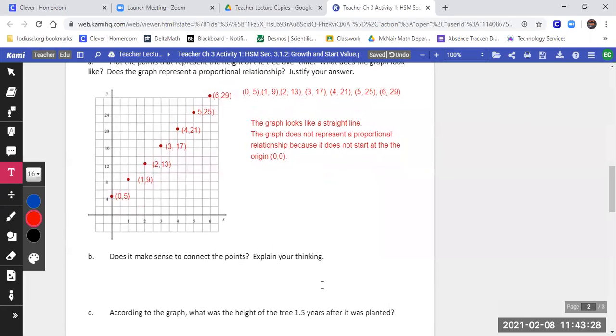Okay, does it make sense to connect the points? So one of the things you need to learn about graphs is you only can connect the points if it makes sense to have a part of something. And it still counts. Can I do part of a foot? Can I do part of a year? If I can, then it makes sense to connect them. If I can't, then I don't.